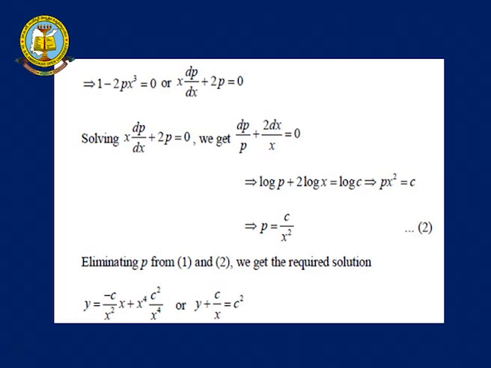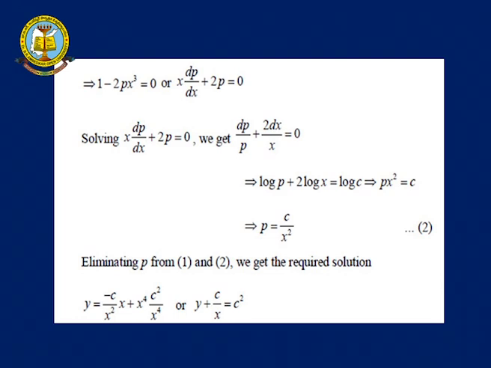Then substitute p equal to c by x square in the given differential equation, y plus px equal to p square into x power of 4. In place of p we substitute c by x square, and we get y equal to minus c by x square into x, plus x power of 4 into c square by x power of 4. The x power of 4 gets cancelled, and we get c square, and x by x square is 1 by x. So finally we get y plus c by x equal to c square.